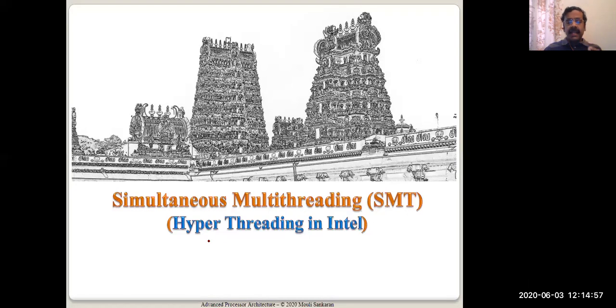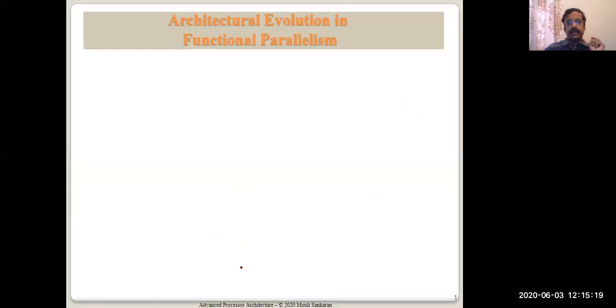Hyperthreading is the name given by Intel to this feature of having multiple threads in a processor. It is its own name. Nobody else can use this. It's Intel's proprietary name for this.